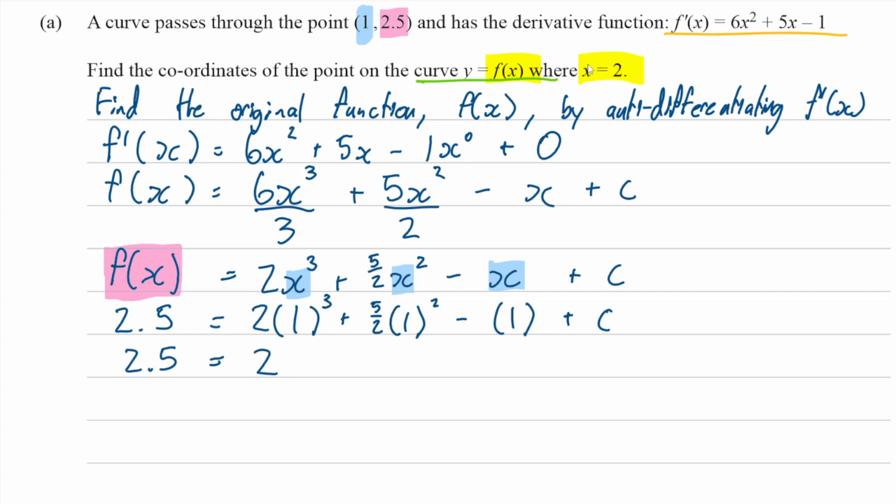1 cubed times 2 is 2. 1 squared times 5 halves is 5 halves, or 2.5. Minus 1 plus c. So that's 2.5. We'll subtract 2.5. So 0 equals 2 minus 1, so that's 1. So c would equal negative 1.